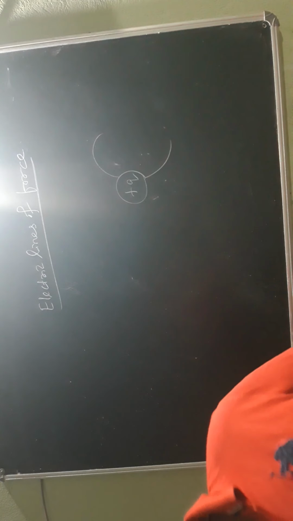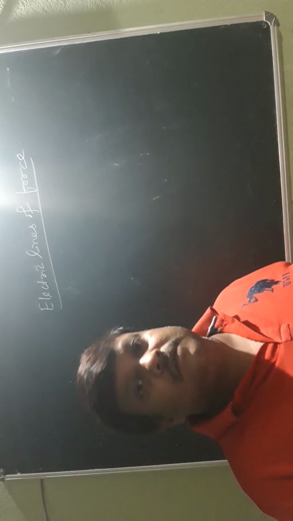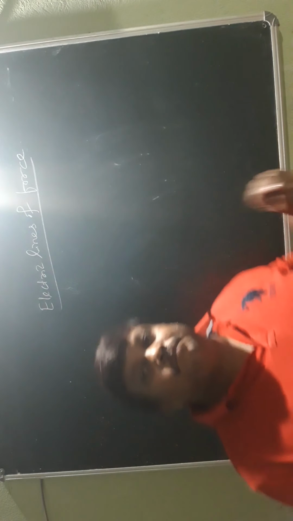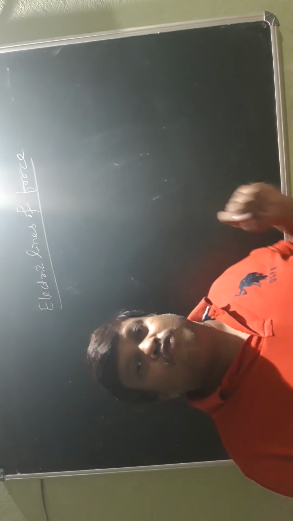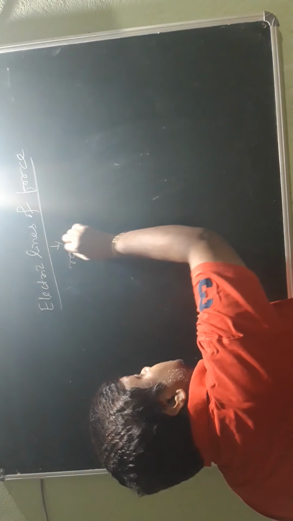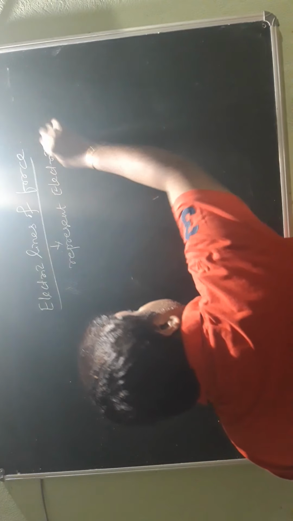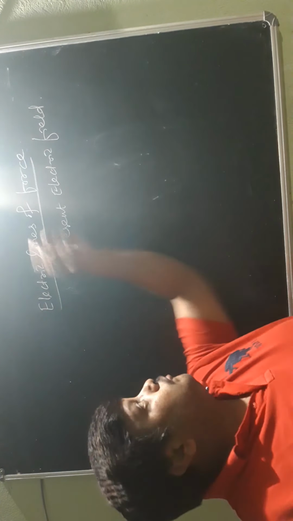Students, today I will discuss electric lines of force. Now, what are electric lines of force? Suppose in a given region or space, an electric field is present. To represent that electric field pictorially or graphically, you have to take the help of electric lines of force. So, electric lines of force represent the electric field. What they represent is real, but they do not exist really.